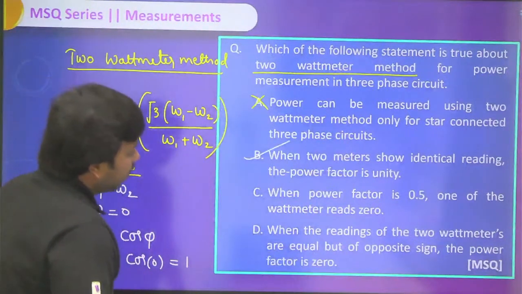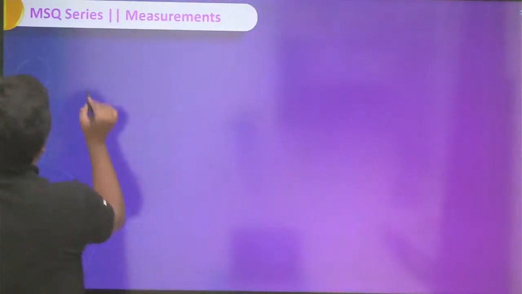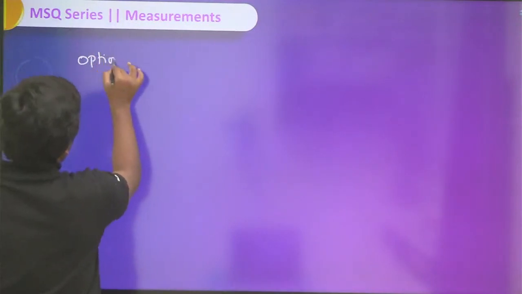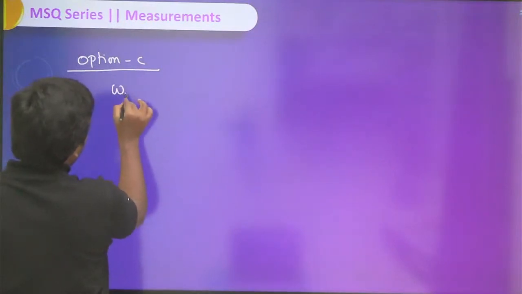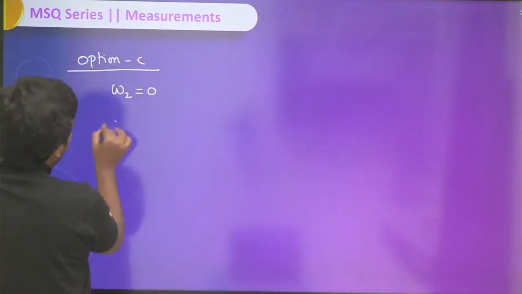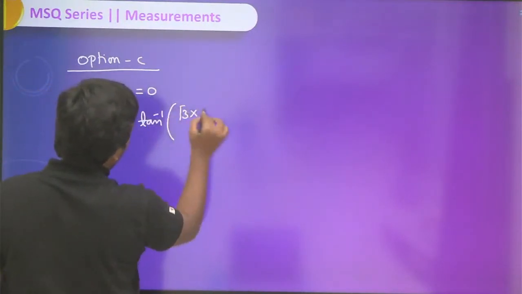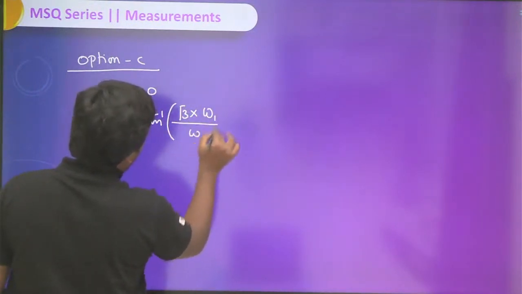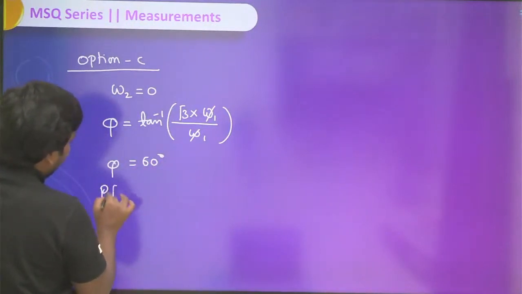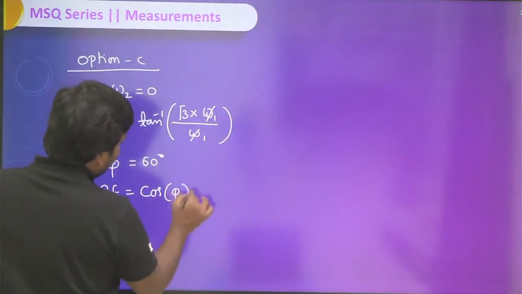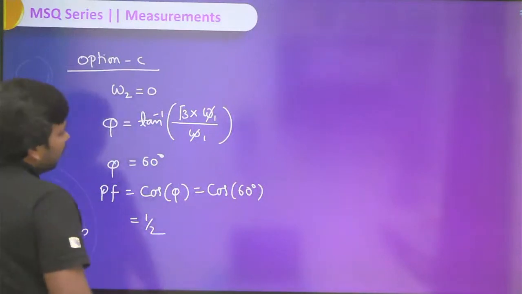Now go to the third option. When the power factor is 0.5, one of the wattmeters reads 0. So very nice. In option C, he is saying that one of the wattmeters reads 0. So let's say W2 is reading 0 watt. Then what is the phi value here? Phi is tan inverse of root 3. When W2 is 0, it will become W1 divided by W1. So simple here. So phi is equal to 60 degrees. So the power factor is equal to cos phi, which is equal to cos 60, and I would be saying simply this as equal to 1 by 2. Right. So that means option C is also a correct answer.